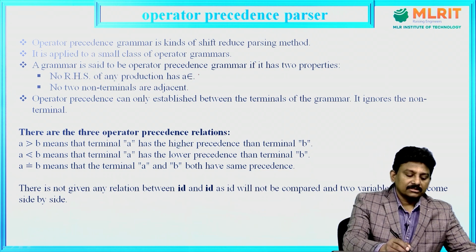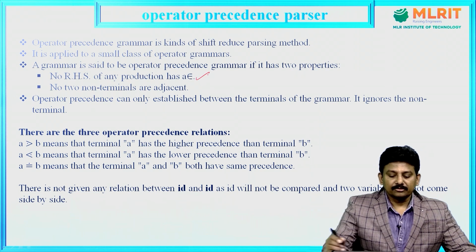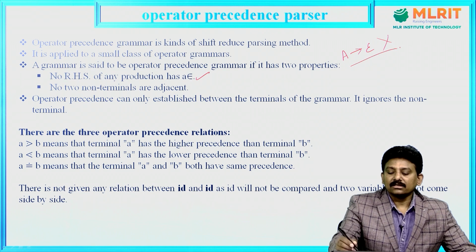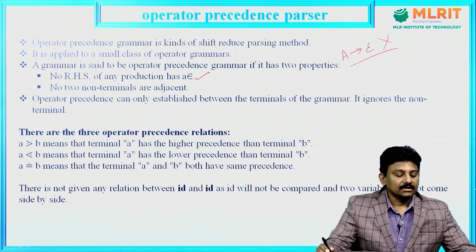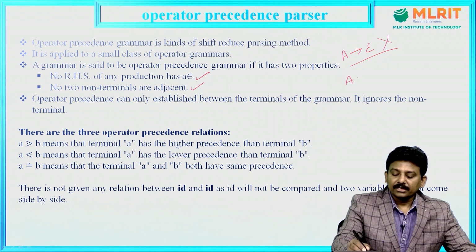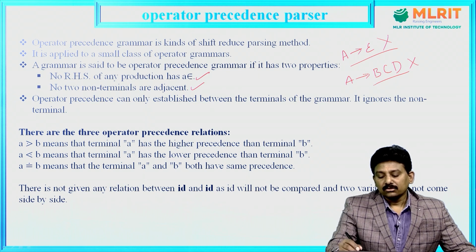The first one is that no RHS of any production has epsilon. That means, for example, A derives epsilon is not allowed. It is not an operator grammar. And the second is that no two non-terminals are adjacent. For example, A derives B, C, D is not an operator grammar because two adjacent non-terminals occur here, either B, C or C, D.